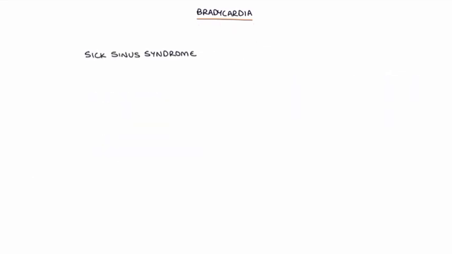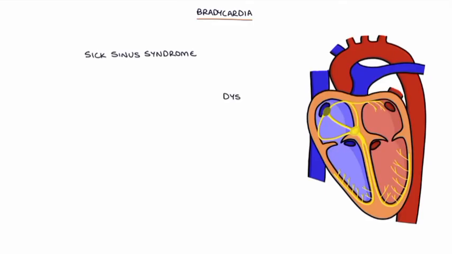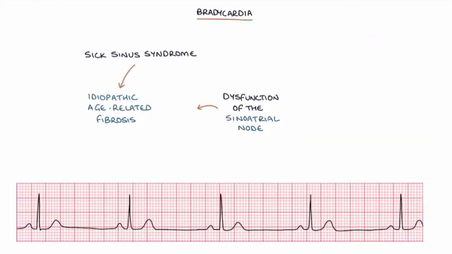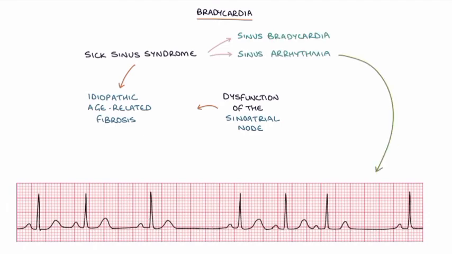Sick sinus syndrome encompasses many conditions that cause dysfunction in the sinoatrial node, or the natural pacemaker in the heart. It's often caused by idiopathic, degenerative fibrosis of the sinoatrial node, meaning that without a specific cause, the sinoatrial node degenerates into scar tissue. Sick sinus syndrome can result in sinus bradycardia, sinus arrhythmias, and prolonged pauses between beats.